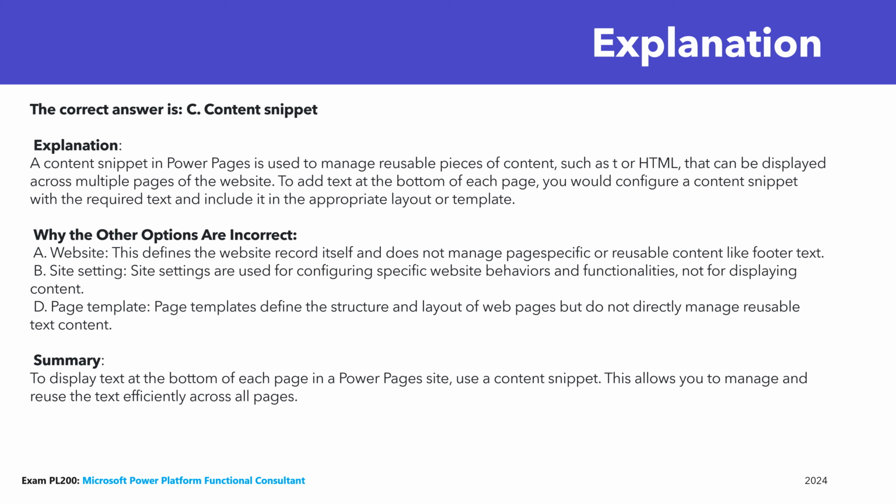Why the other options are incorrect? A, website. This defines the website record itself and does not manage page-specific or reusable content like footer text. B, site setting. Site settings are used for configuring specific website behaviors and functionalities, not for displaying content. D, page template. Page templates define the structure and layout of web pages, but do not directly manage reusable text content. Summary: To display text at the bottom of each page in a Power Pages site, use a content snippet. This allows you to manage and reuse the text efficiently across all pages.